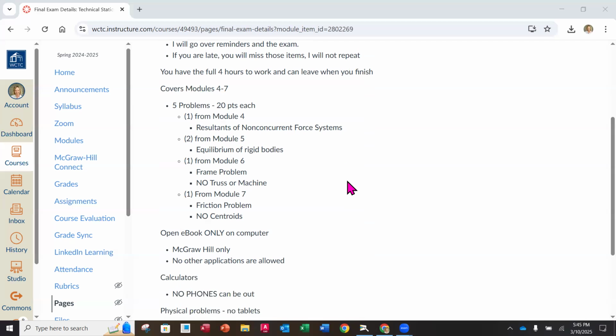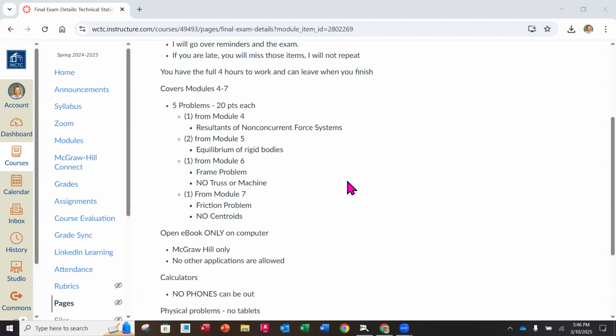We are covering a little bit more ground as far as modules, but number of problems, I think it's going to be very comparable. So I'm anticipating, and I'm going to have 5 problems, 20 points each. And there's going to be one problem for module number 4. That was resultants of non-concurrent force systems. So that's when we got introduced to the idea of moments and using those moments to place where the resultant would be located. So it would have the same net effect on the body as the individual forces. So that was module 4.